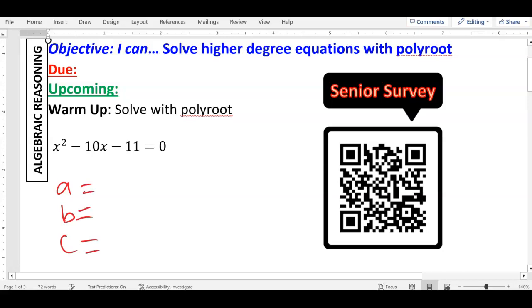What is A? No. What's in front of it if there's no number there? 1. What's B? Hey, what's B? -10.